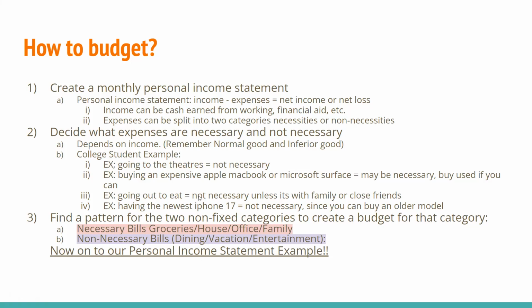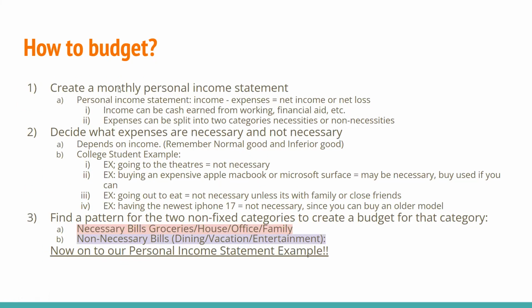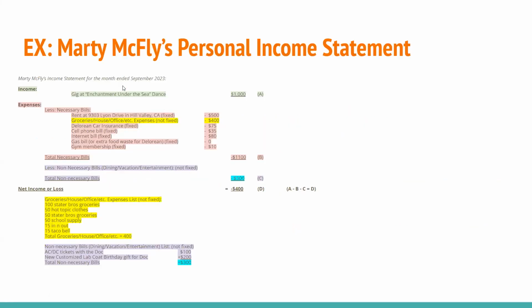So now onto our personal income statement example. I know there's a lot to look at, so let's just start from the top and head down, which is perfect because that's how financial statements are meant to be read. This is Marty McFly's income statement for the month ended September 23. So remember what I said over here: create a monthly personal income statement, right? For this case, it ends every month, so this is just for September expenses and income.